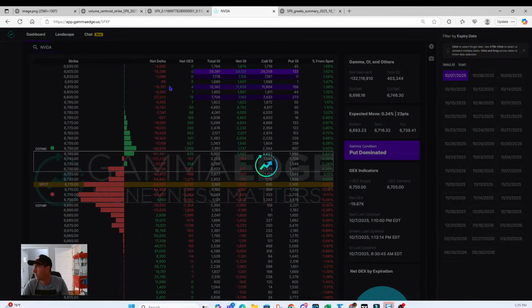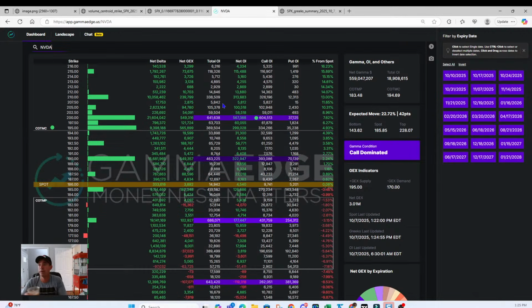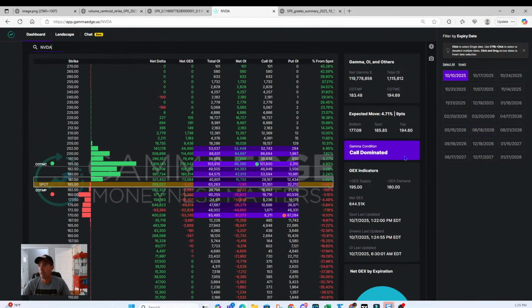So we'll look through NVIDIA here. Call dominated above and below spot price on NVIDIA, a little bit wider transition. This expiry is call dominated, so everything looks good for NVIDIA. We are within the overall transition area, so obviously that would indicate a little bit of difficulty. If we get above transition, we'd be looking for 195.